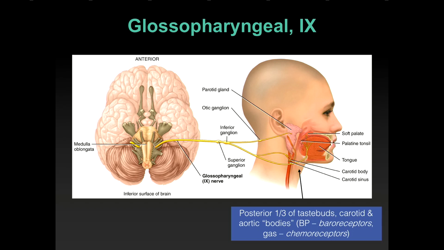The posterior third of taste buds. And this is one nerve where there are branches that go outside of the immediate head and neck. This is an important nerve as we talk about the physiology of controlling blood pressure and heart rate and respiration. This is one of the nerves that sends signals about those situations in the body through carotid bodies and aortic bodies. And where they are, well, it's in the name. We don't care a whole lot about them other than they give us information on pressure and oxygen saturation and things like that, help regulate homeostasis. This is one of the nerves that does that.